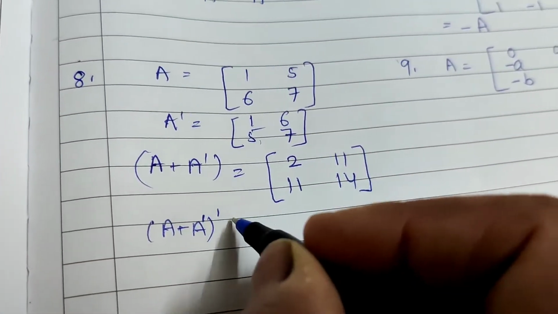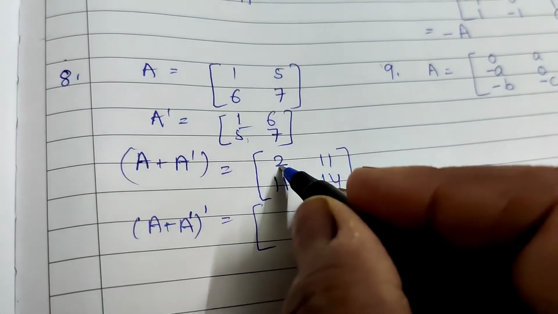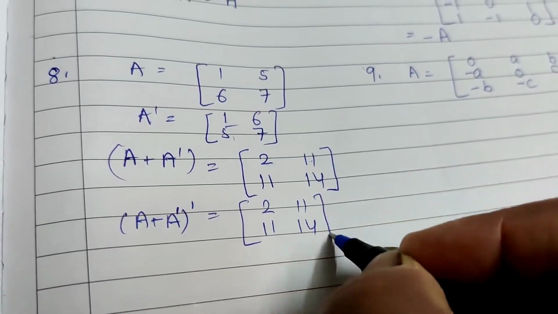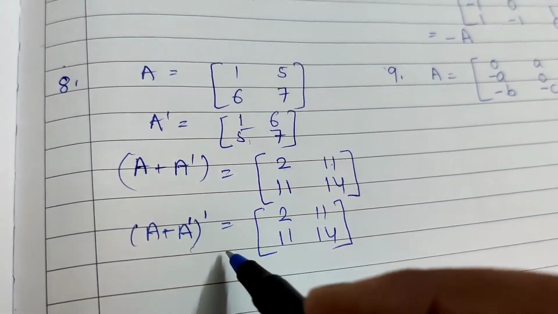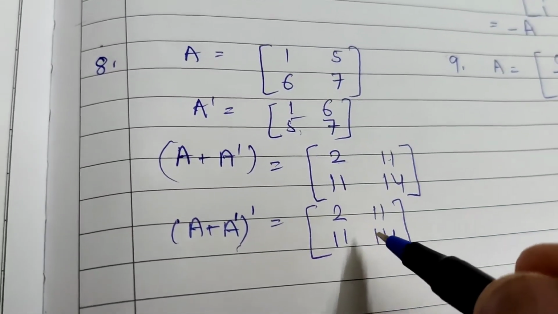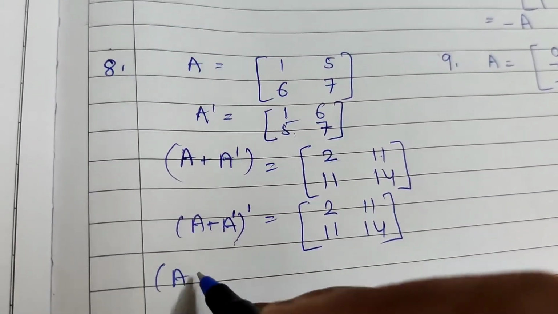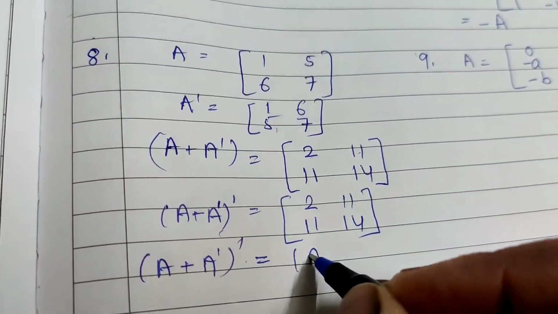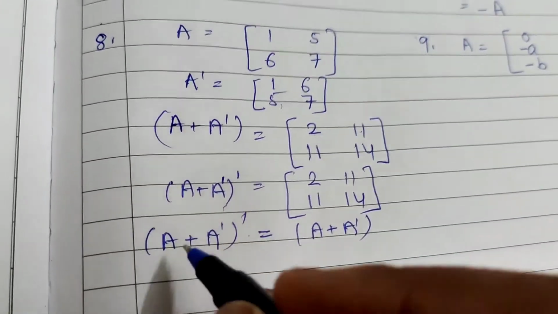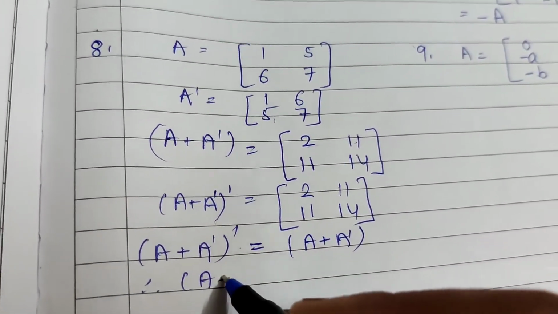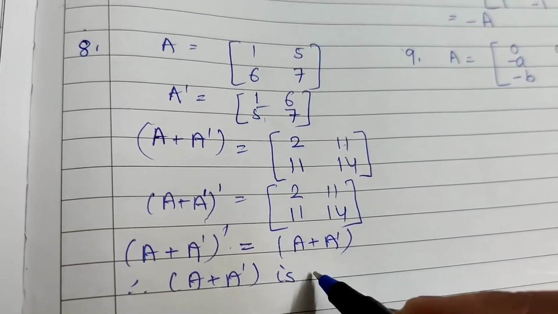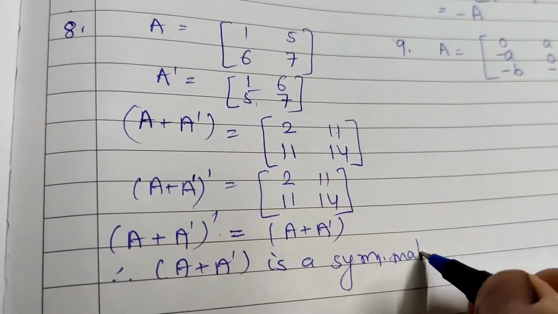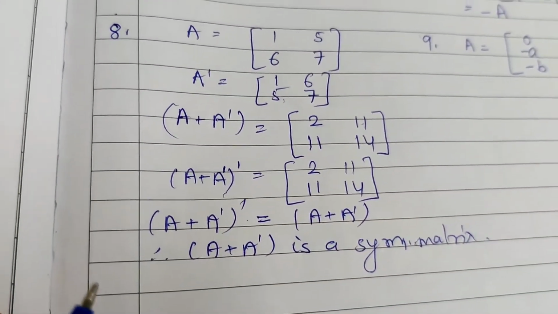Transpose of this is equal to first row first column and second row second column. It means the transpose of this matrix is also equal. Therefore, A plus transpose of A is equal to A plus A dash. Therefore, we can write A plus transpose of A is a symmetric matrix. Symmetric matrix.